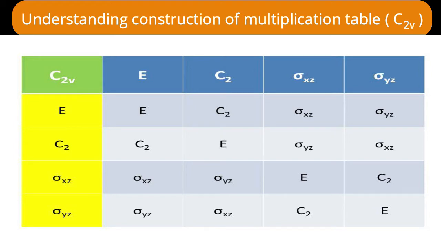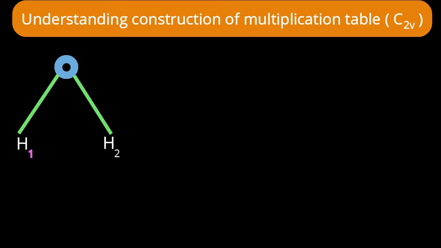Now let us see the first result, which can be produced by C2 into sigma xz. How does it come to sigma yz? That I want to derive. See the derivation method now. It's a water molecule. Oxygen is there on top and 2 hydrogens are there at the bottom. It's an angular planar water molecule.